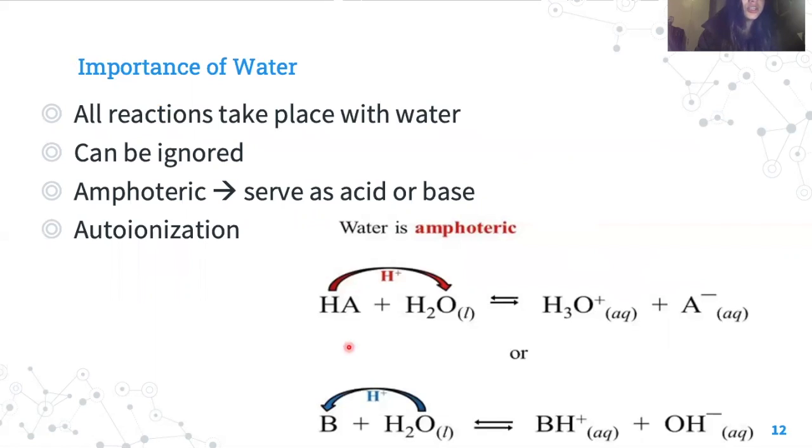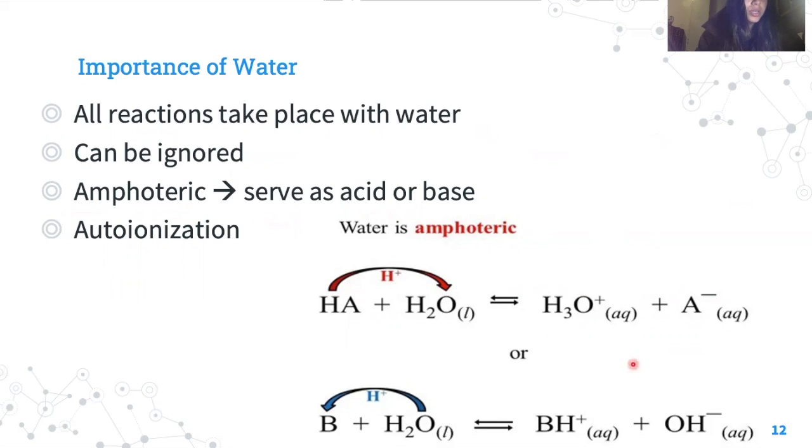Before we dive into our example and real-life applications, it is crucial to understand the importance of water in our acid-base equilibria. All acid-base chemistry takes place in the presence of water. An infinite amount of water is surrounding every acid or base, so this can be ignored, as there's always going to be water. However, water's role is very important as it is amphoteric, which means that it can serve as an acid or a base.